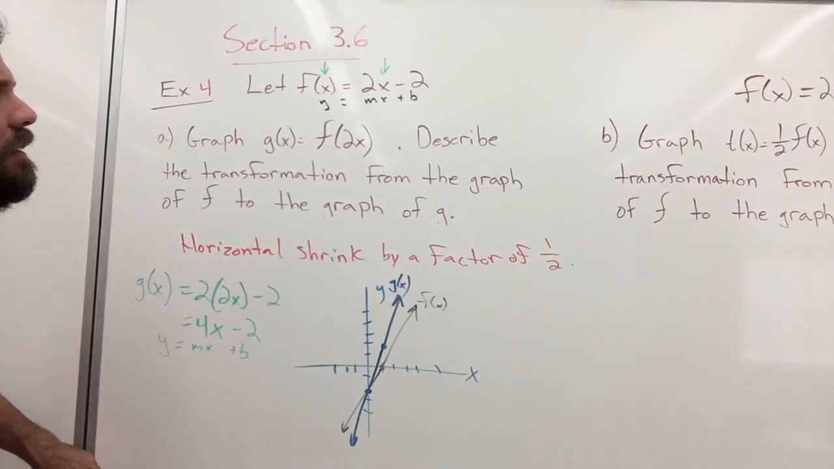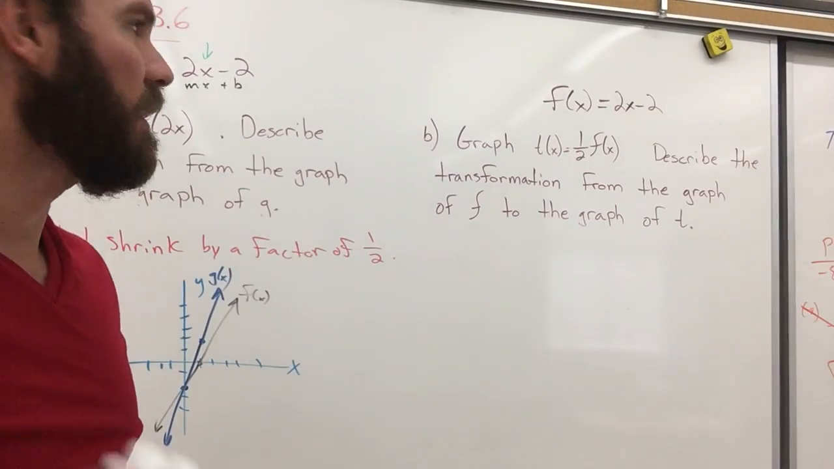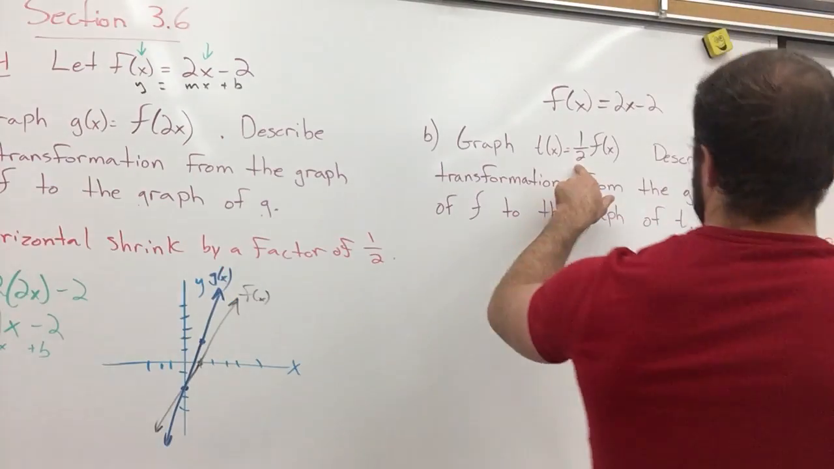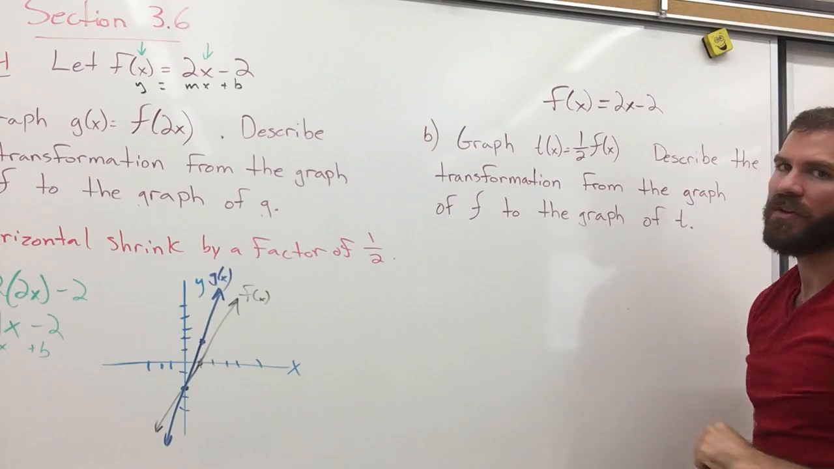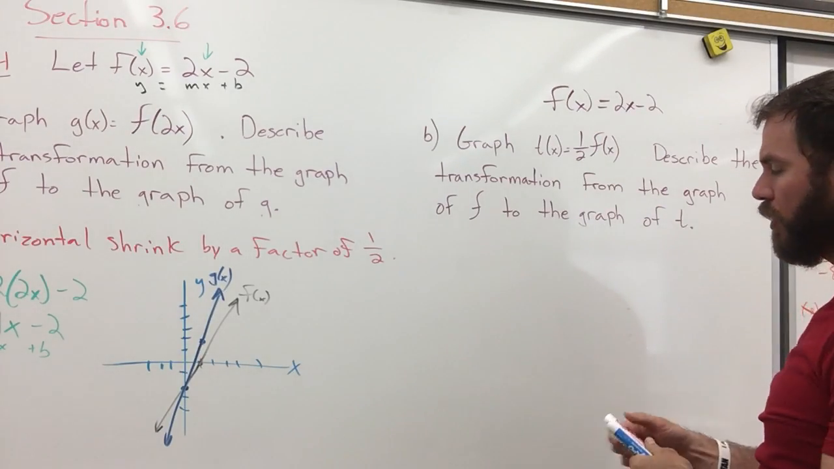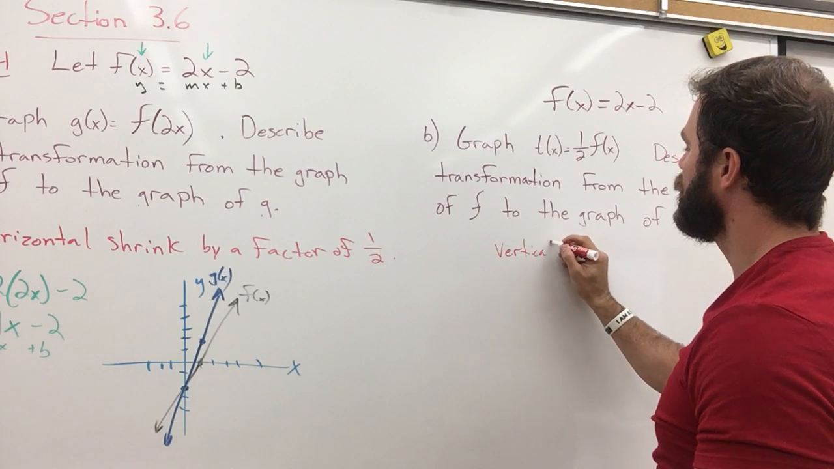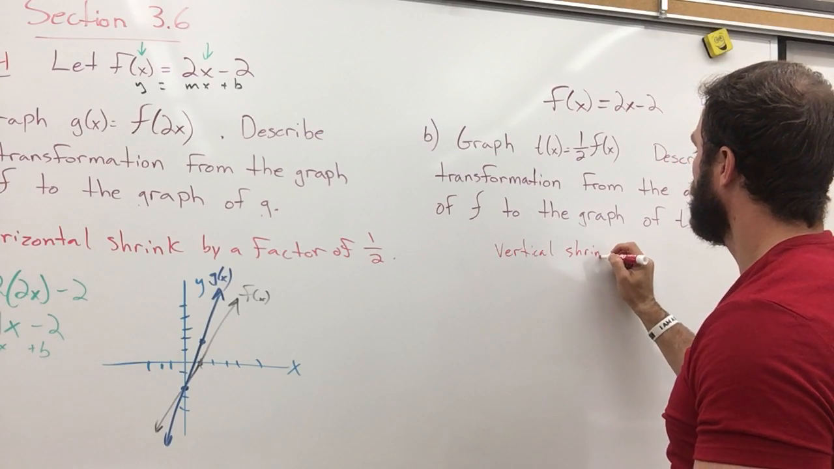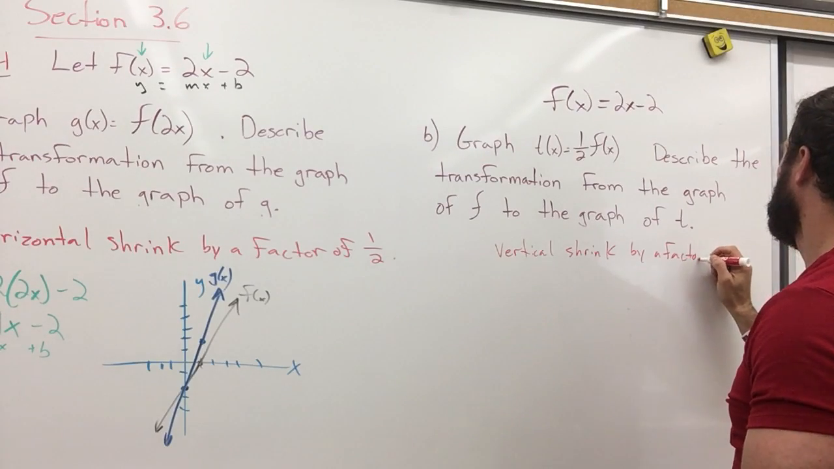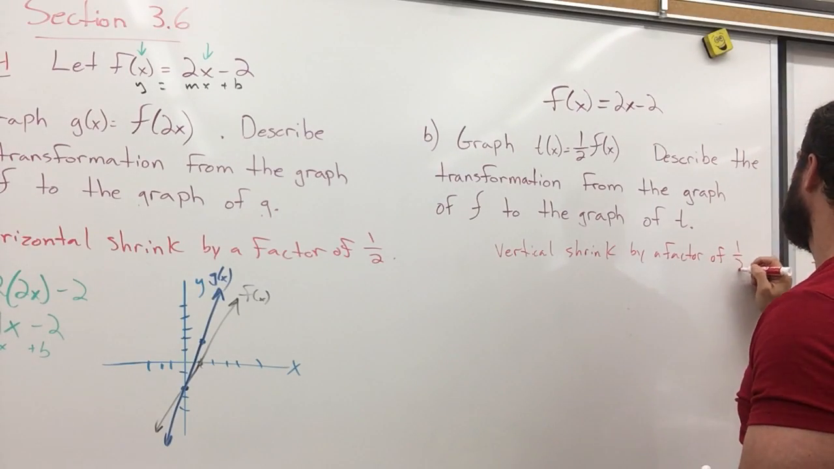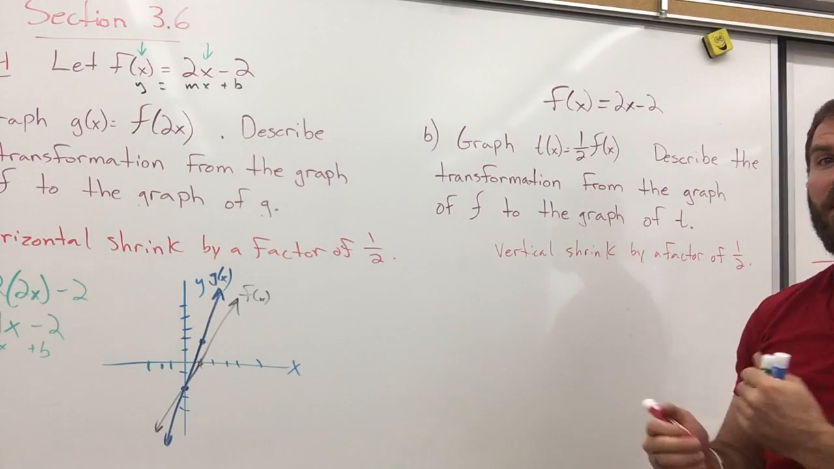And for part B, the same function, but this time the 1/2 is outside the parentheses, so we know this is going to be a vertical shrink by a factor of 1/2. Okay, it's outside the parentheses, so it's going to be vertical.